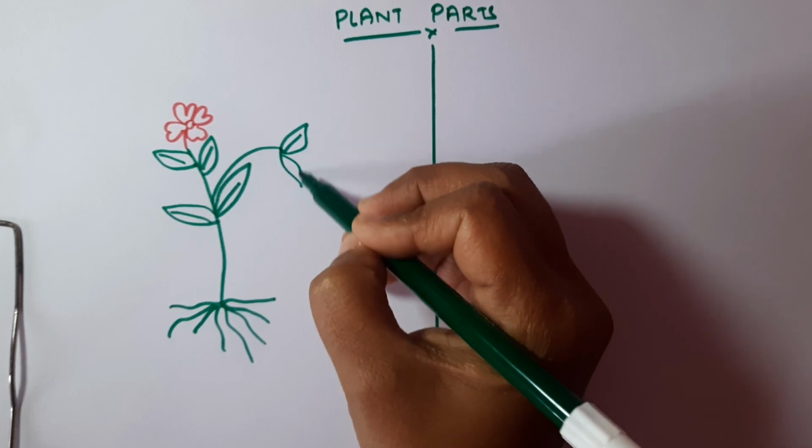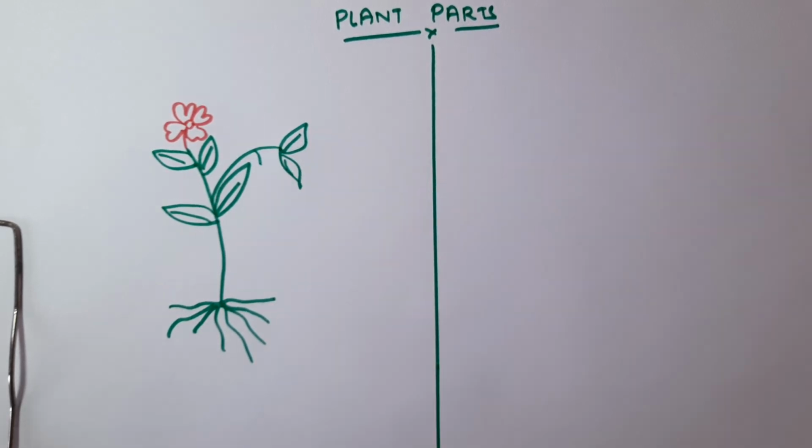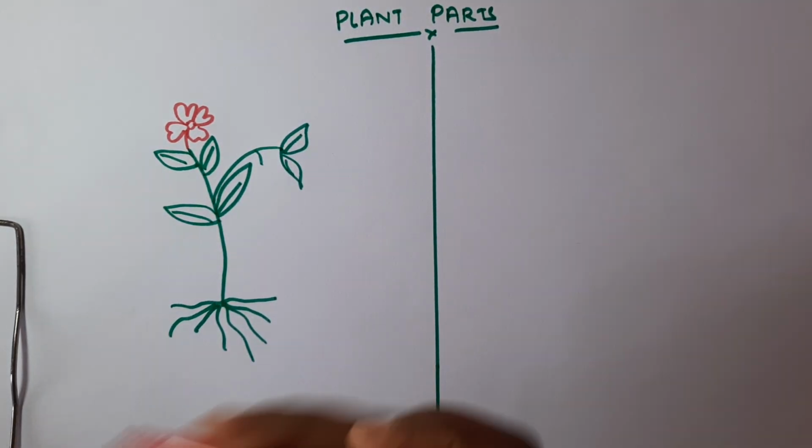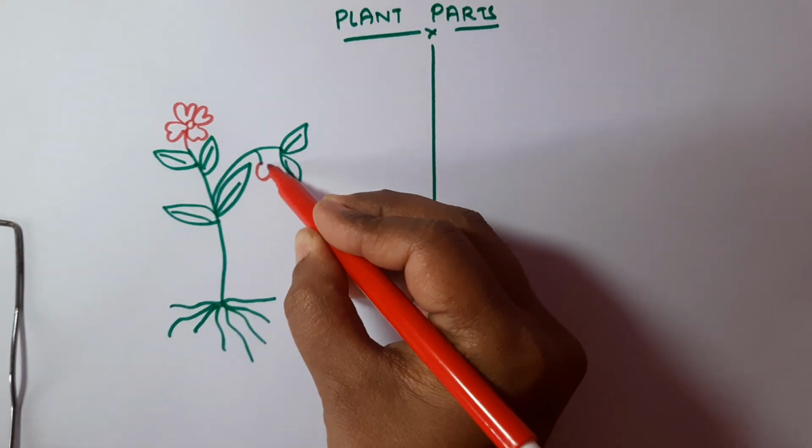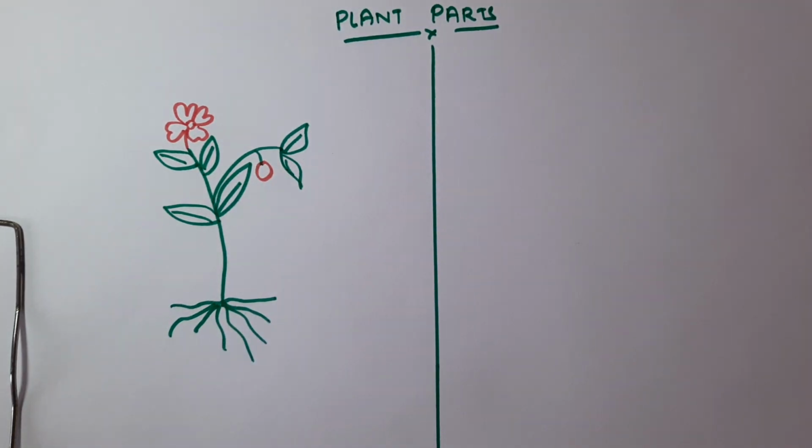So this is the leaf. I will just draw a fruit for you also. So if somebody tells you to draw a plant, you have to quickly draw like this. Now let's learn the various parts of the plant.